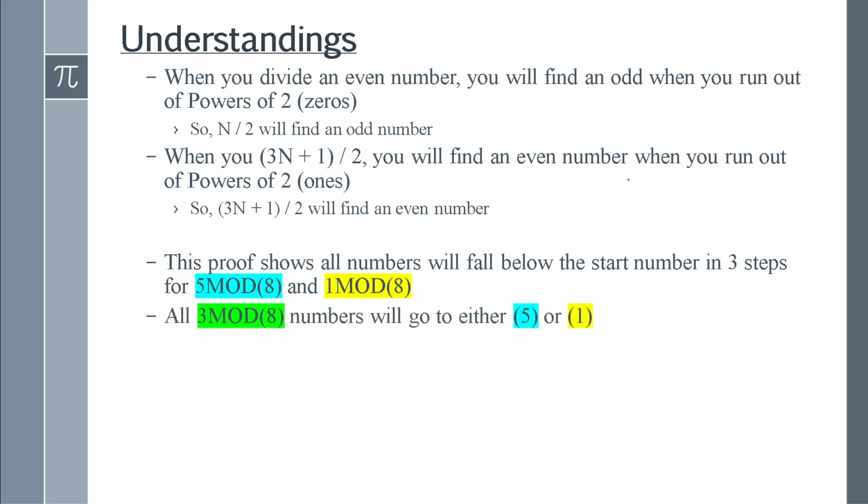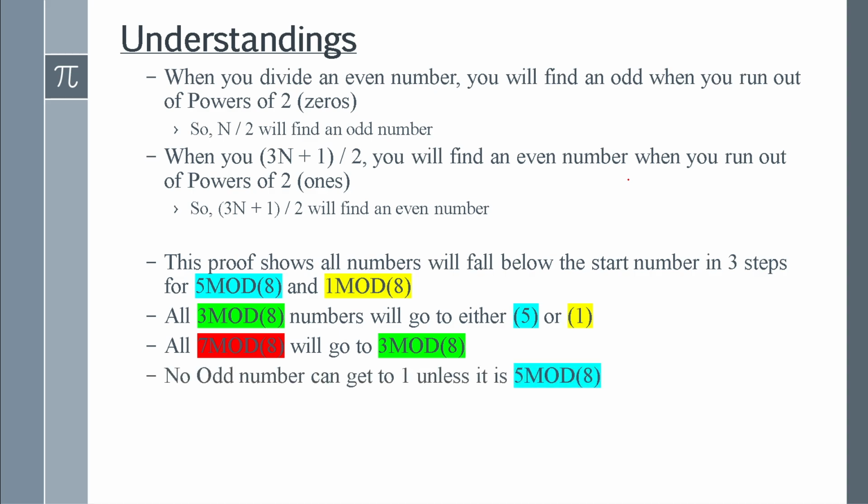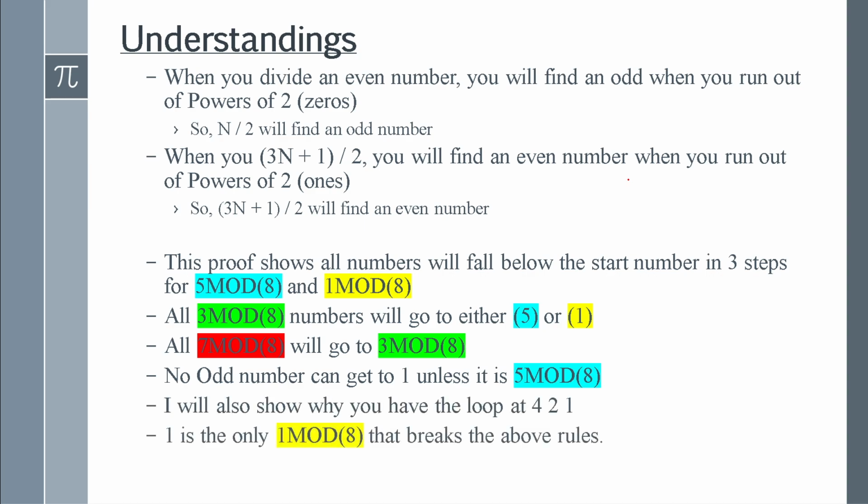And then all 3 mod 8s go to a 1 mod 4 number. And all 7 mod 8s go to 3 mod 8s. Only odd numbers that are 5 mod 8 are able to get to the number 1 as their next odd number. So 5 goes to 16, 8, 4, 2, 1. And then we'll talk a lot about the loop. And 1 is the only 1 mod 8 that can get to 1.